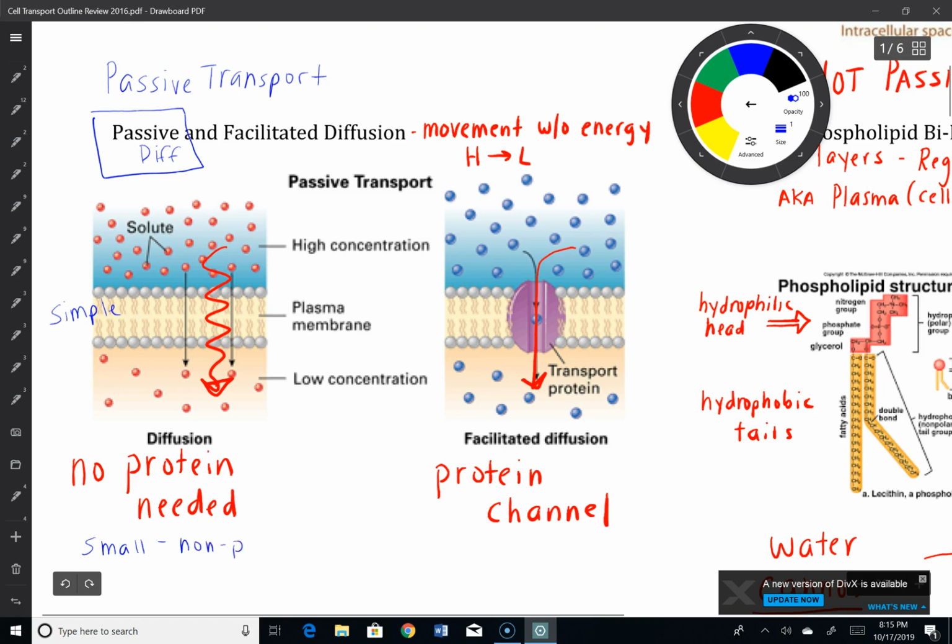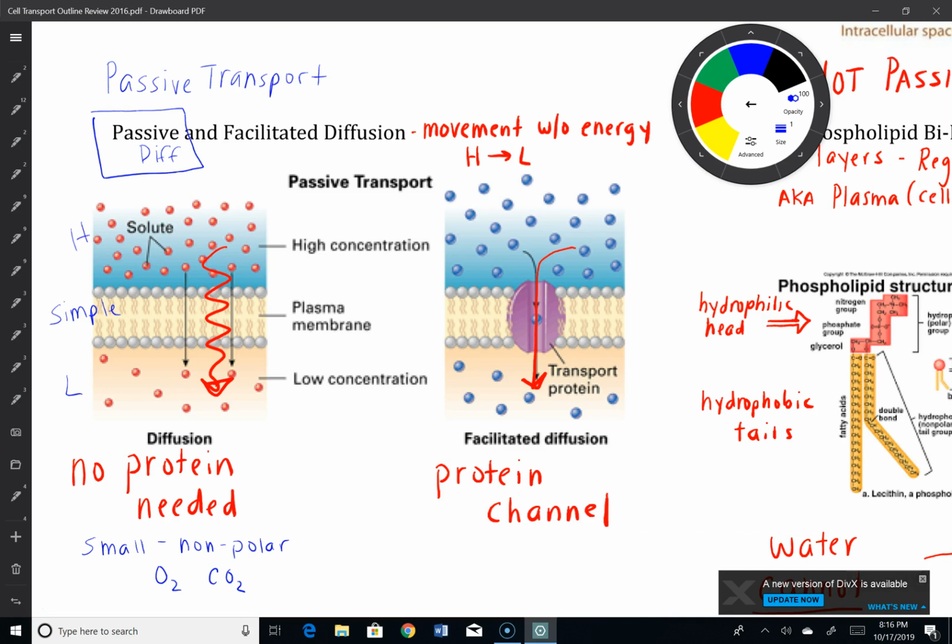This will be limited probably to extremely small, non-polar substances, things like oxygen, things like CO2. We're going to learn later that hydrophobic things like steroid hormones can also move through by what is known as simple diffusion, high to low.